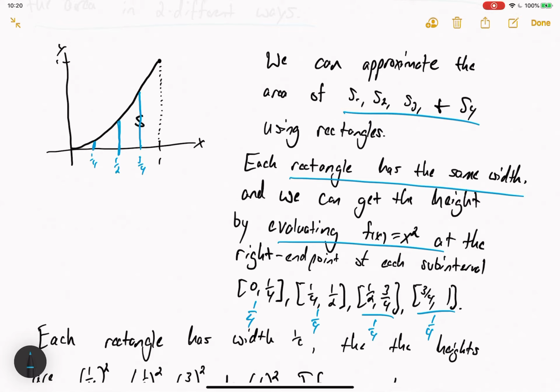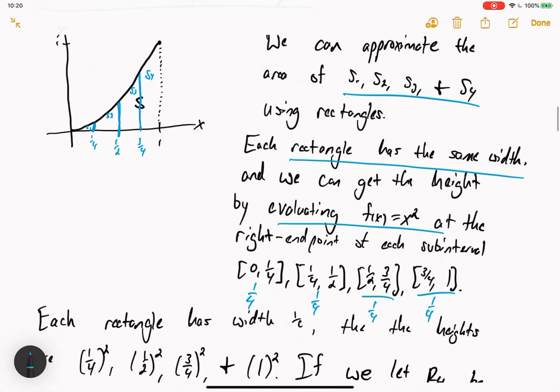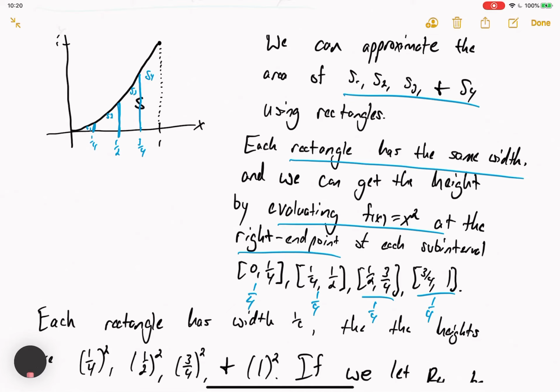Now we're not done yet, because what I did right there was just split this into sections. So this was S4, S3, S2, S1. And now we split up S into the sections going from each of the subintervals. There we're going to get the height of each rectangle to equal the right endpoint of each subinterval, and we're going to evaluate f of x there, where f of x is equal to x squared.